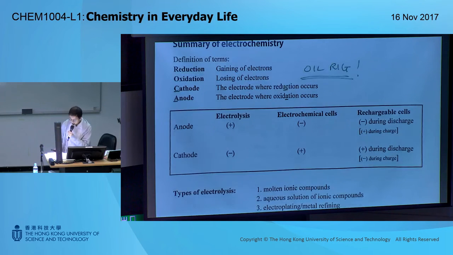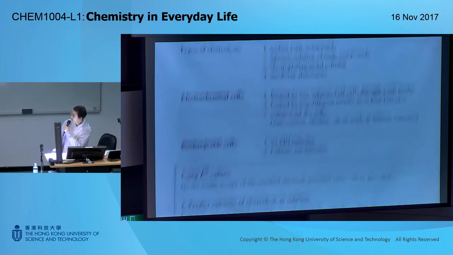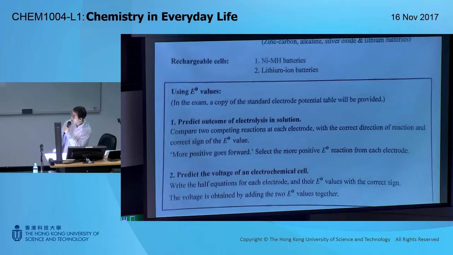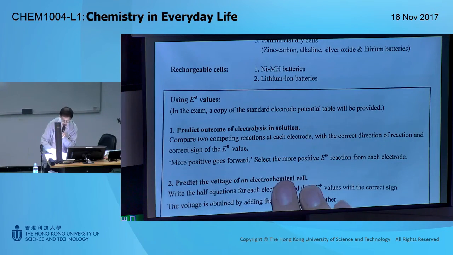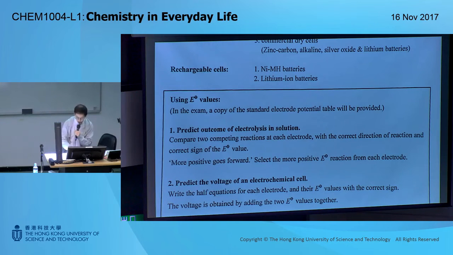So in the exam, the most likely thing that we will really examine you on is how to use the E-values to make predictions. There are two predictions you should be able to make. The first prediction is to predict the outcome of electrolysis, especially in solution. So you need to compare the E-values against the E-value of the reduction and oxidation of water. And also to predict the voltage of electrochemical cells. So when you have two half equations connected together, which one will be oxidized, which one is reduced, and what is the voltage obtained. Those are the things you should be able to do. So this is a checklist for you, so you can check yourself and make sure you tick all the boxes.